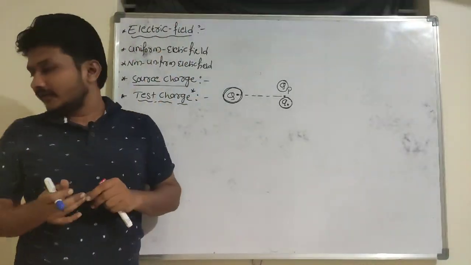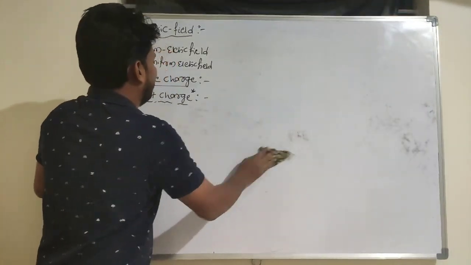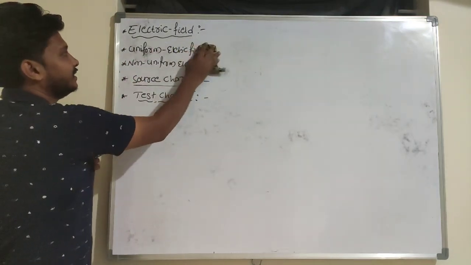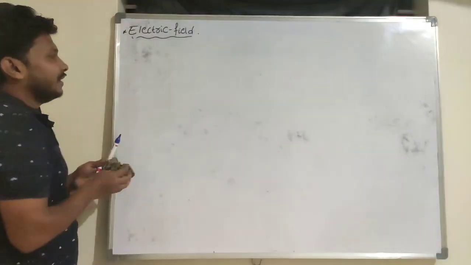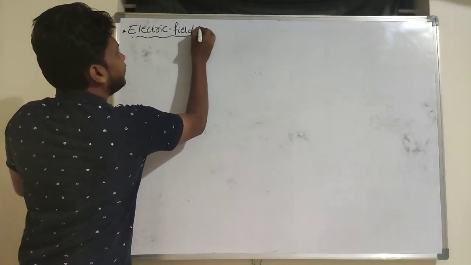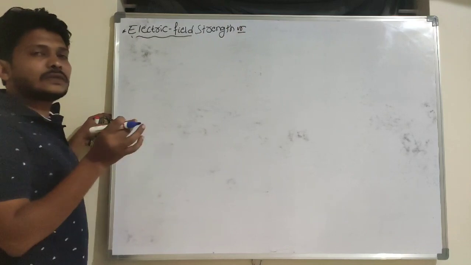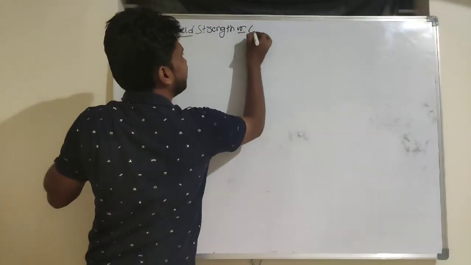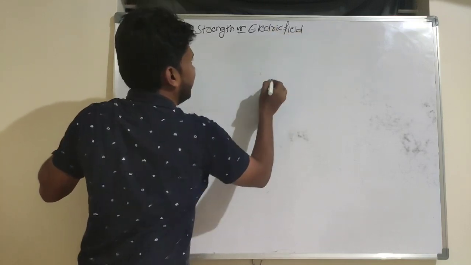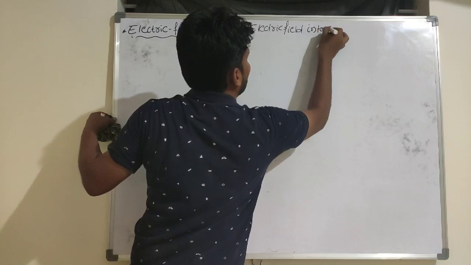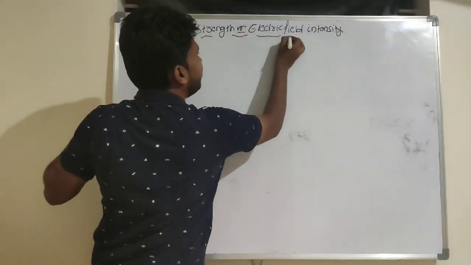So in case of electric field, I will understand what electric field strength is. Hope you understand these small points. So remember those definitions. The next one is electric field strength. This electric field strength I will also name as the electric field intensity. Electric field strength or electric field intensity.